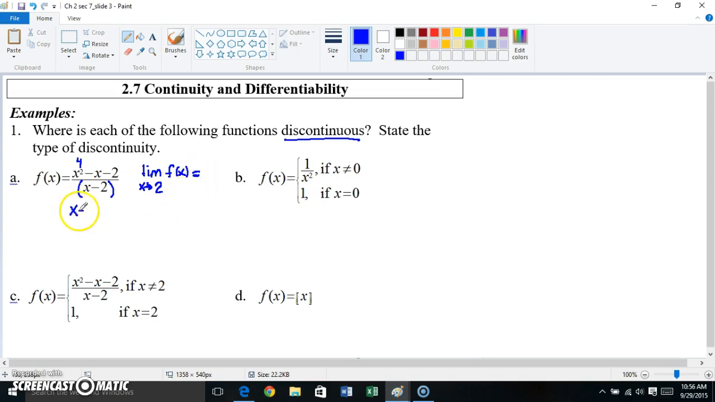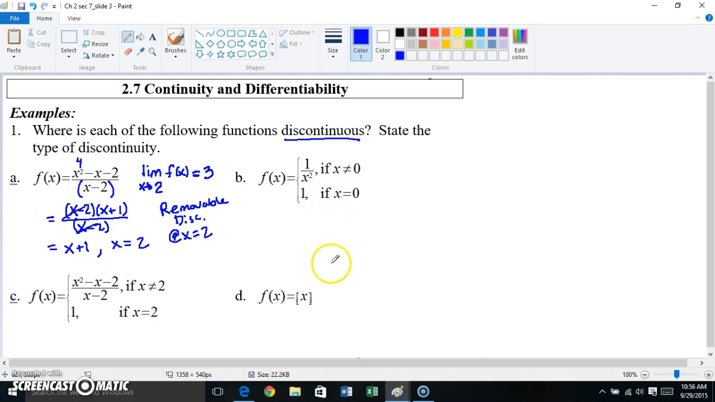All right, I could factor the numerator and I could reduce. So f of x is the same as x plus 1 when x does not equal 2. Okay? So this is removable discontinuity at x equals 2, and the value of the hole would be 3. Okay, graph B. Actually, we're going to run out of time, so I'm just going to stop and pick up in the next video.